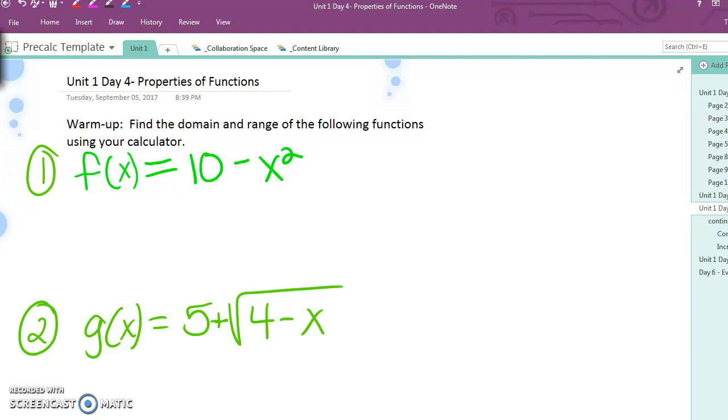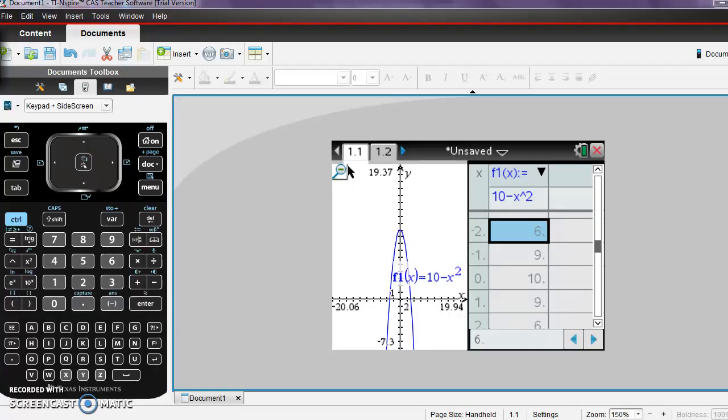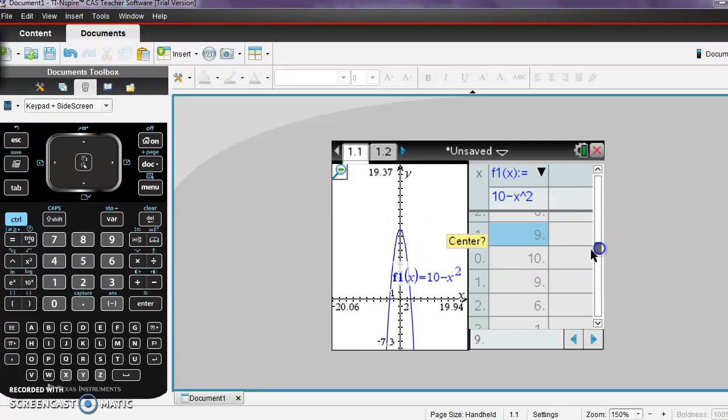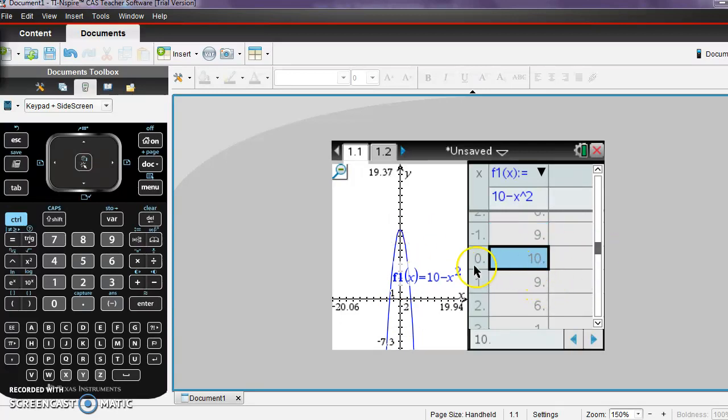So if I look at the graph of the first problem, 10 minus x squared, I can see that it's a parabola opening down. So the domain has no restrictions. It doesn't follow any of those three restriction rules. That means the domain is all reals. The range, however, our y values, does not include all reals because it stops right here. And if I look at my graph, that point is (0, 10) that it stops at.